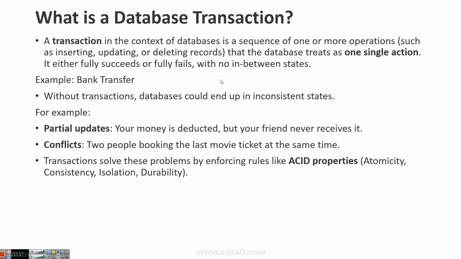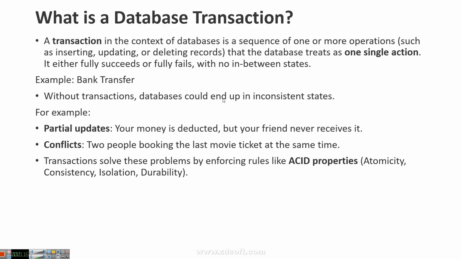What is a database transaction? A transaction in the context of databases is a sequence of one or more operations. That means in the previous retail scenario, if the payment failed, it should not have reduced the quantity of items from the retail inventory itself. So all these steps are considered as one transaction.